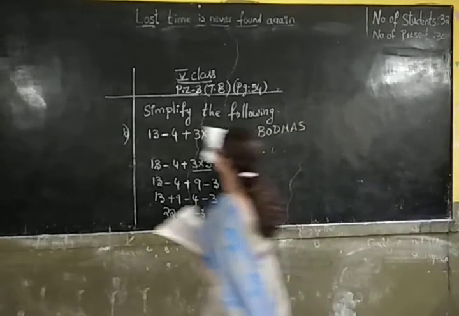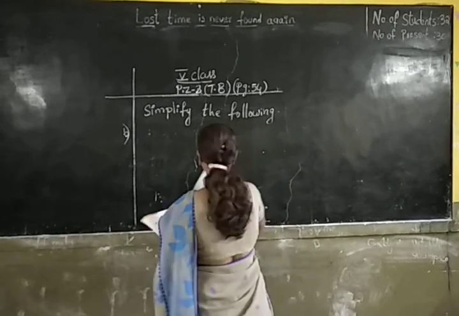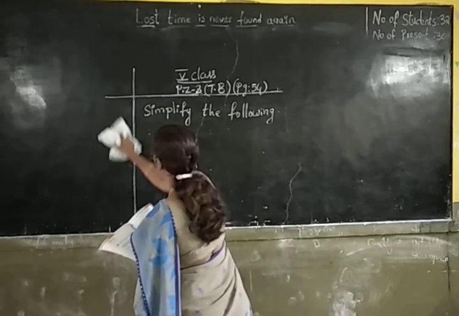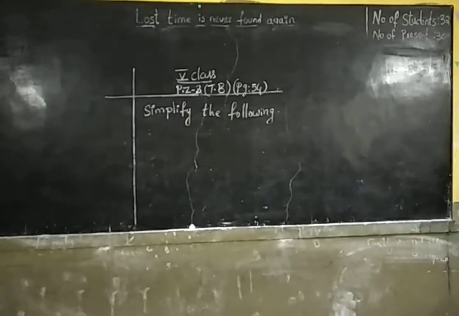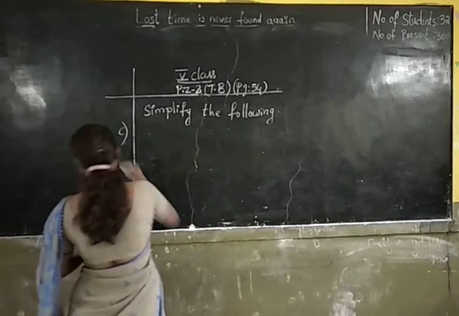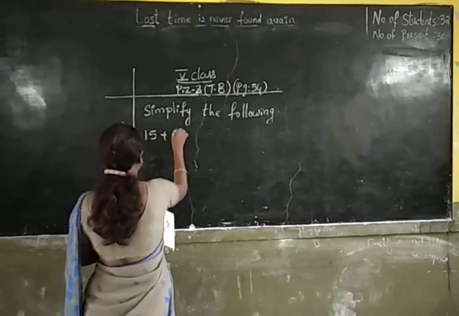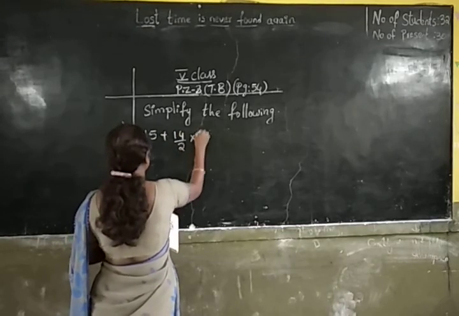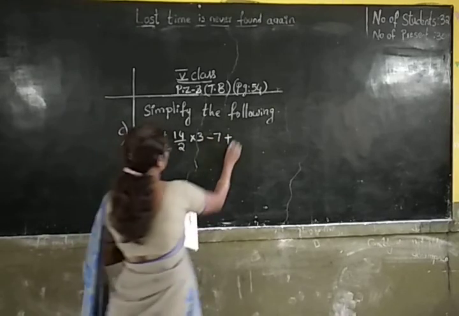Okay, now let us do the C sum. Okay children, now let us do the C sum. So what is the C sum? 15 plus 14 by 2 into 3 minus 7 plus 3.